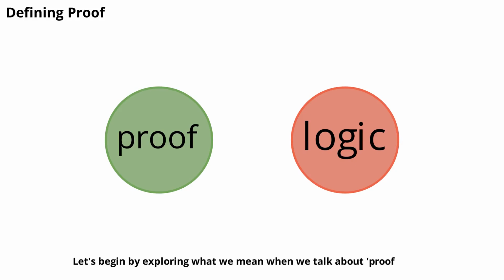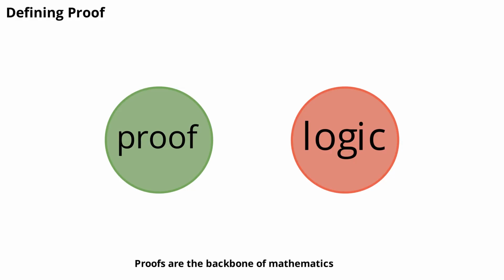Let's begin by exploring what we mean when we talk about proof. In mathematics and logic, a proof is a logical argument that demonstrates the truth of a statement beyond any doubt. It's not just about convincing someone, it's about following a sequence of logical steps that anyone, given the same rules, would accept as valid. Proofs are the backbone of mathematics, ensuring that our conclusions are built on solid ground.